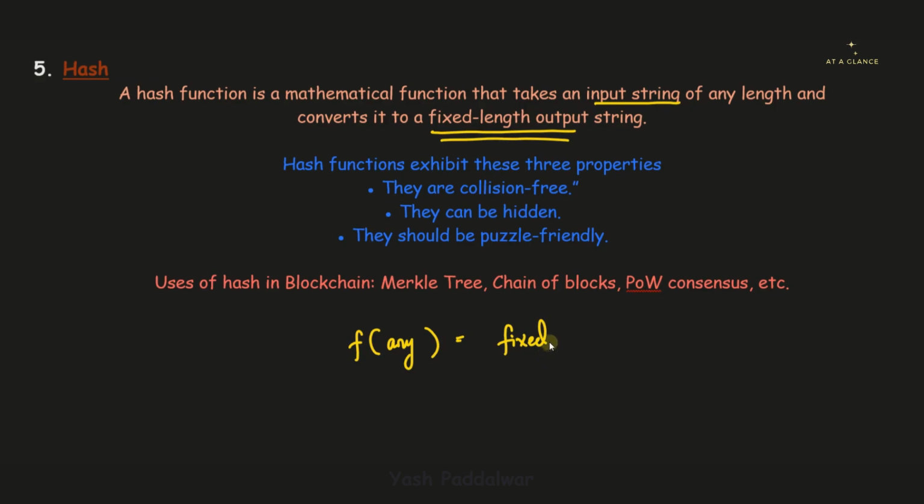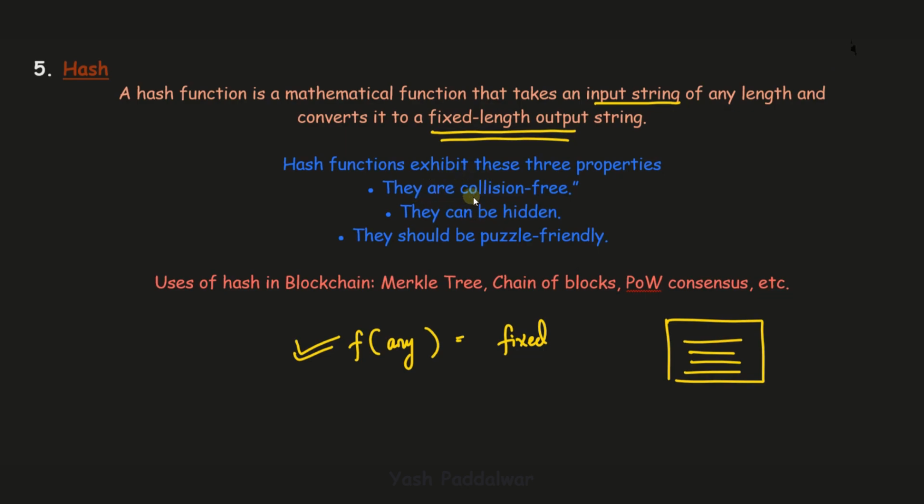Now, there are a lot of advantages of this particular hash function. The very first advantage is that we can convert any input into a fixed-length output, so that it becomes easier for us to store, because every single field will be of fixed length. So for this one purpose, the hash function is very important. Other than that, there are three properties. These properties become the advantages of using hash functions.